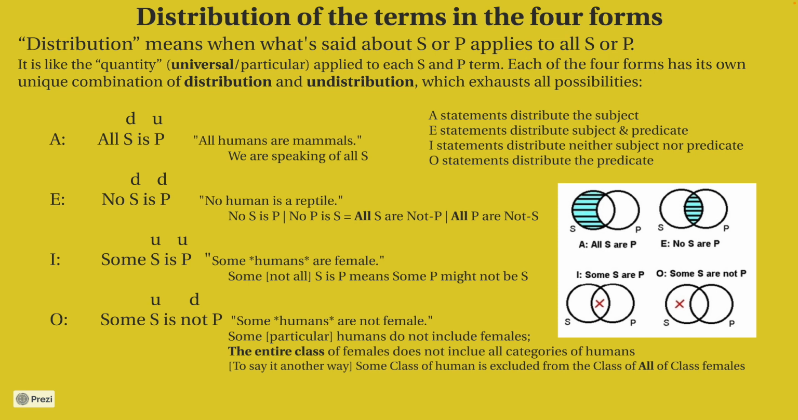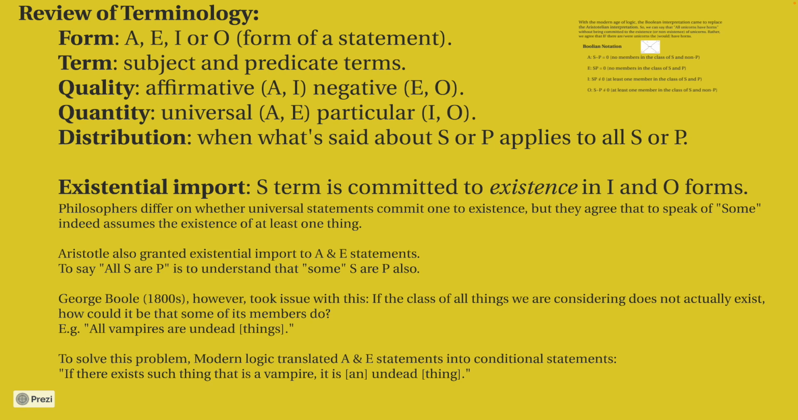So our A statements distribute the subject alone, E statements distribute both subject and predicate, I statements distribute neither term, and O statements distribute the predicate. So to review what we've said so far, we have four forms of a statement, A, E, I, or O. We have two terms with which we are dealing, the subject and the predicate. There is a qualitative aspect of a proposition, as it says something either affirmative or negative.